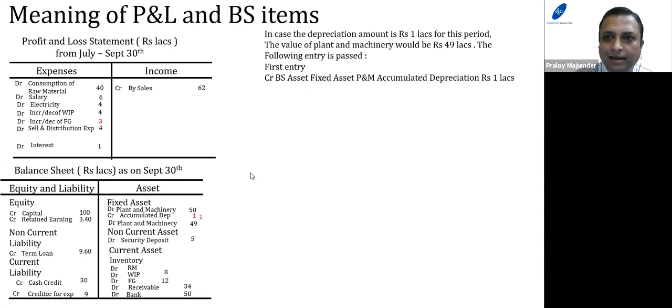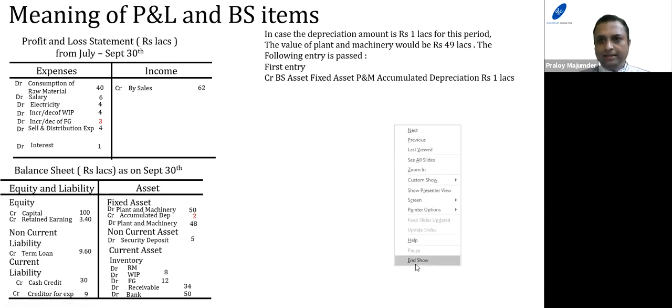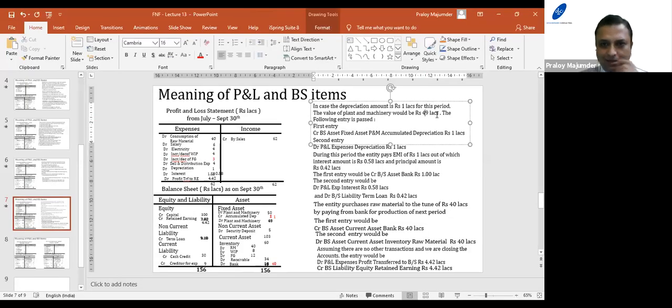Now what has happened? Some depreciation will take place. Now, if I see during this period, same amount of depreciation would be there. So what will happen? In case of depreciation amount for this period, the value of the plant and machinery would be 49 lakhs. No, it has to be, in this case, 48 lakhs. Why 48 lakhs? Because previously it was 49 lakhs. So value of the plant and machinery would be 48 lakhs.